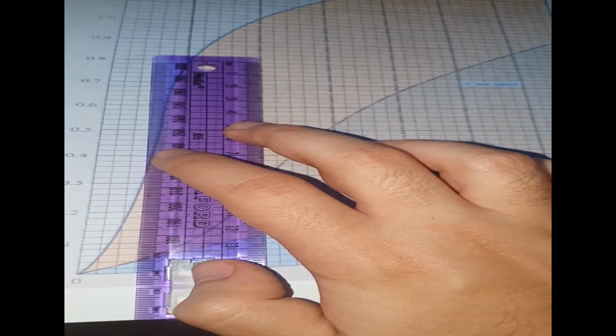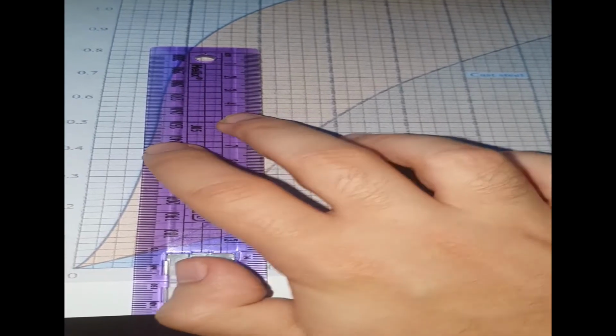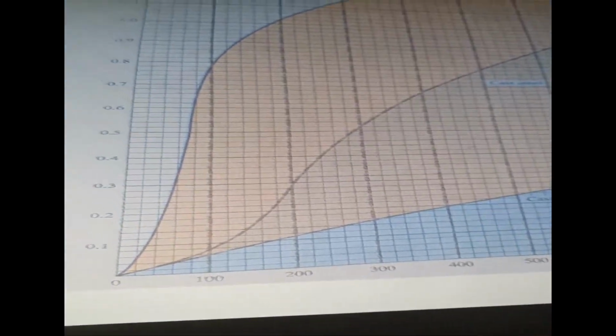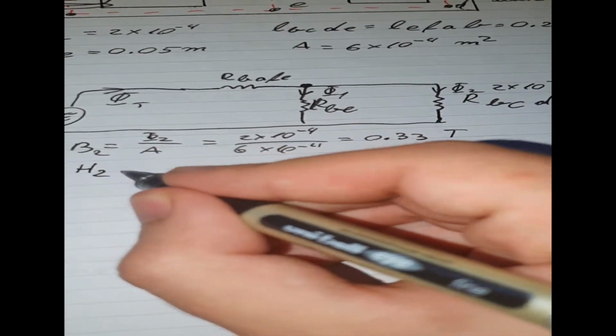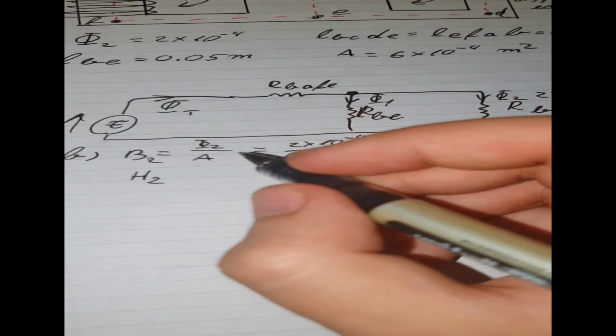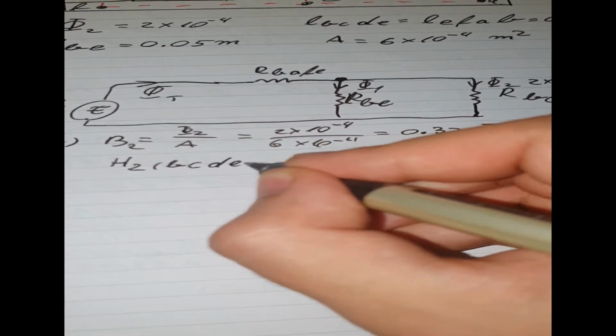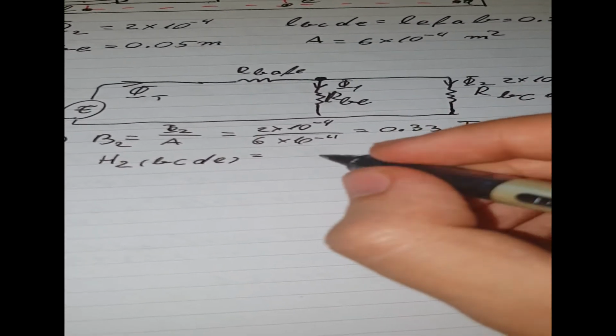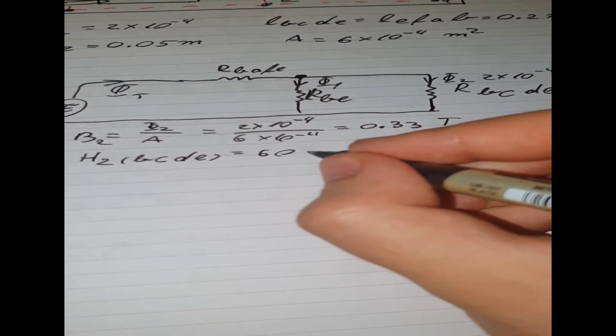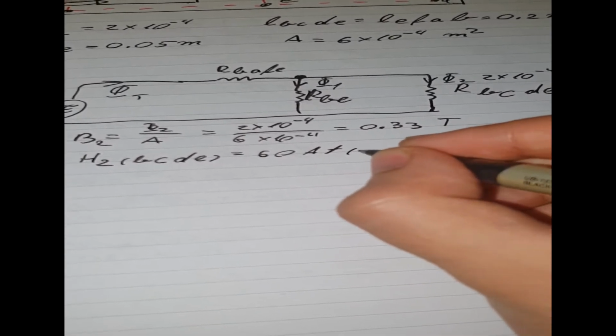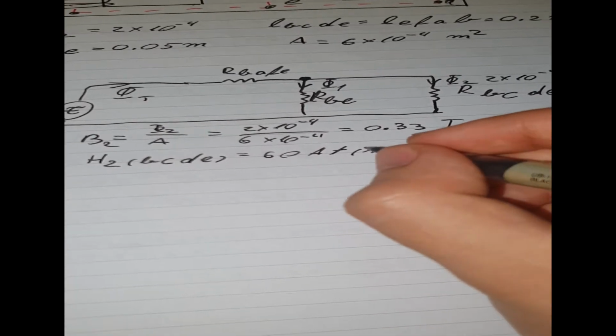And going down, that would be 20, 40, that would be 60. So let's say it's 60. It doesn't have to be perfectly accurate. We can put any value really. So H2 for this one here, or we can also name it H BCDE, is equal to 60 AT per meter. There you go. We don't need to put a bracket here.